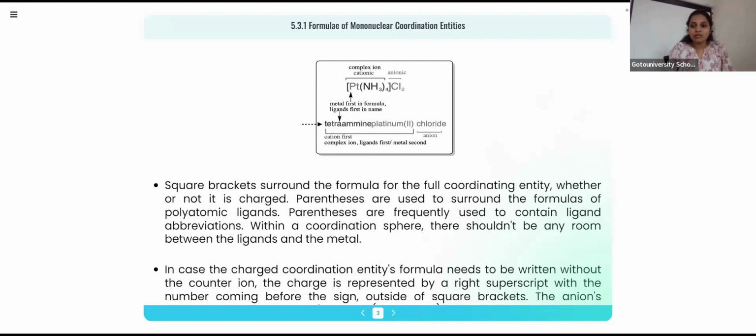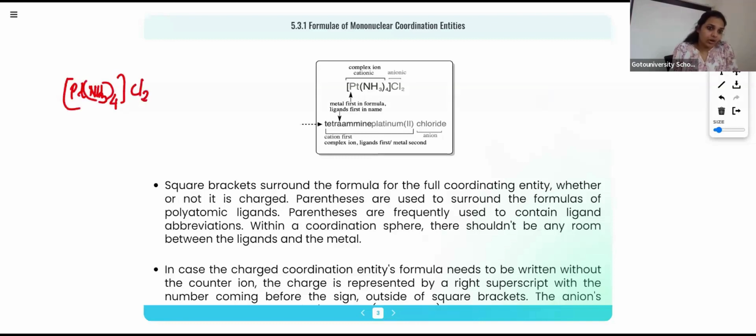Here one complex is given: Pt(NH3)4 Cl2. This is the complex. So how can we name this complex? The first step: the part inside the bracket is called the coordination sphere, and this chlorine is called the ionization sphere.